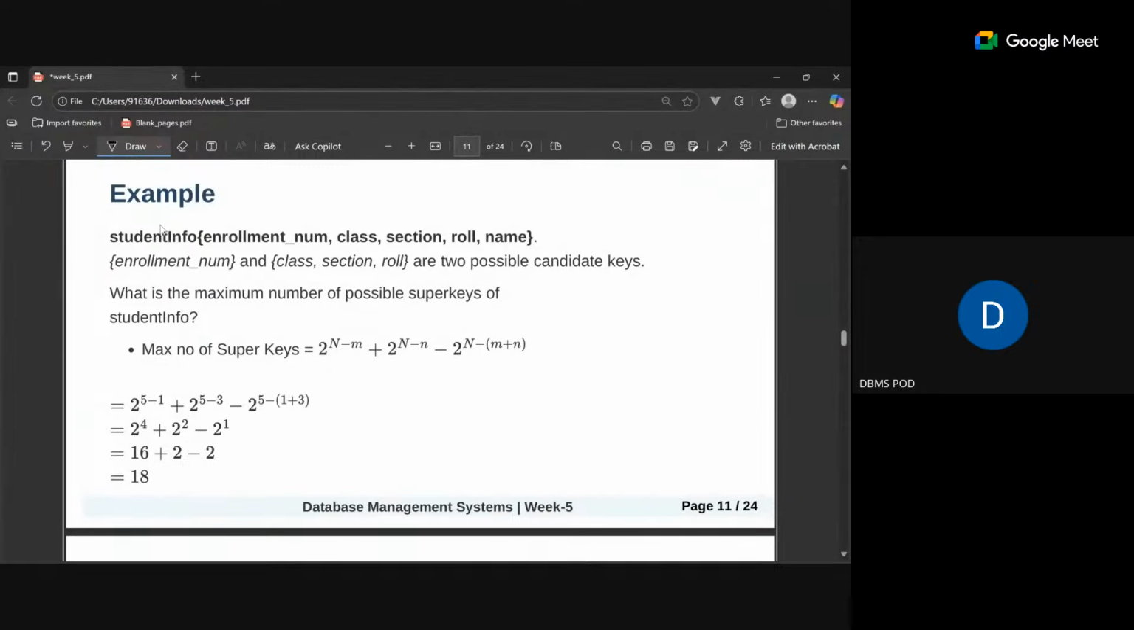So in this example, this is the relation and these are all the attributes. Okay. And this is one of the candidate keys and this is another candidate key. The question is, what is the maximum number of possible super keys of student info?